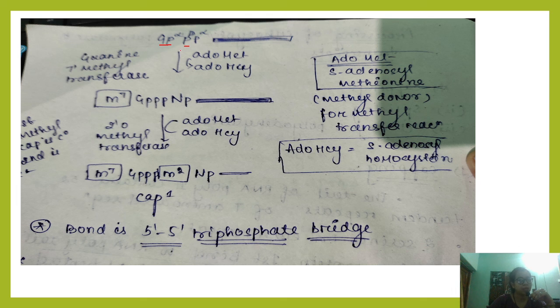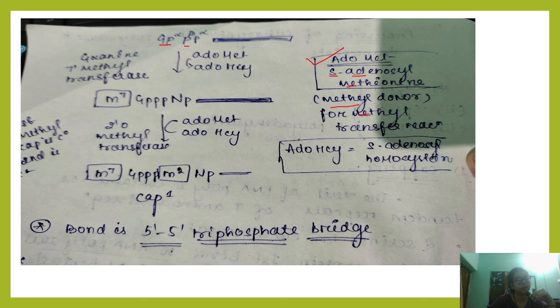Okay. Next, what will happen? Guanine 7 methyltransferase, at the 7th position of the guanine, a methyl group will be attached. Which is responsible for it? That is adomet, which means S-adenosyl methionine. It is a methyl donor, which transfers the methyl. Okay. So the first methyl transfer gives what is known as Cap 0.